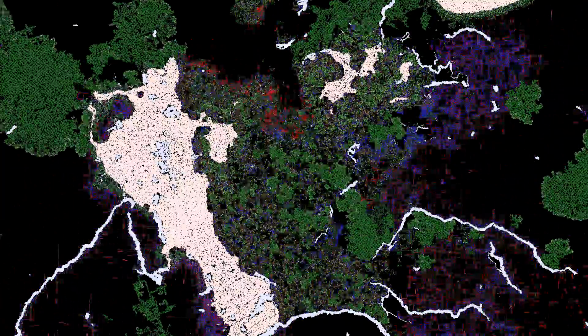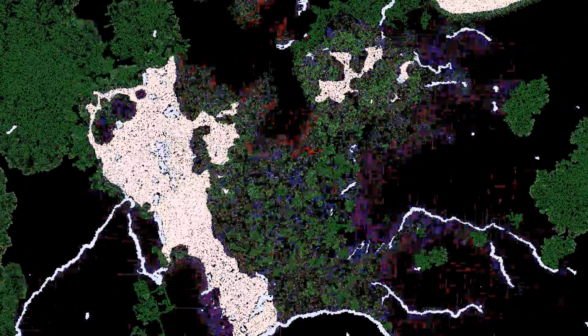Here we can see a lot of small, almost non-active superorganisms, which can't grow big enough in this environment.